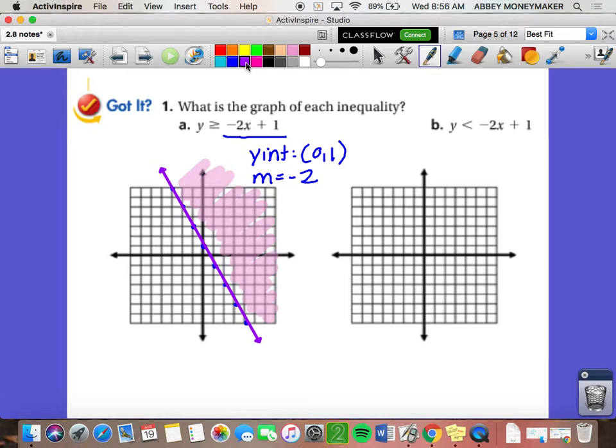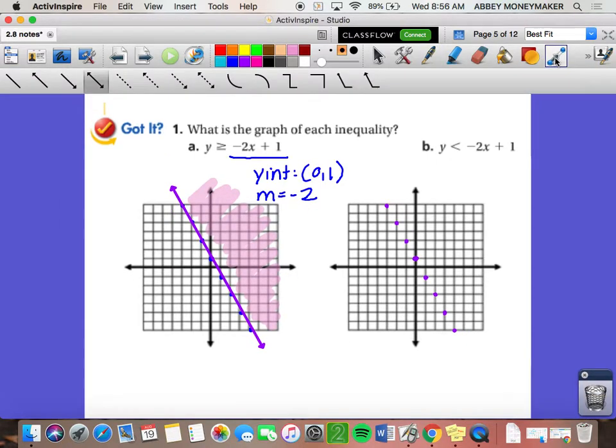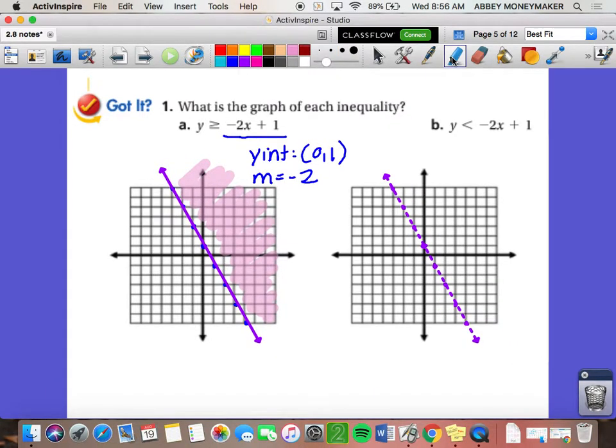Same thing with part B. I have the exact same equation. And now let's look at the inequality statement. This is going to be a dotted line because I don't have the equal to under it. And then all I have to do from here is determine which way to shade. My inequality statement says y is less than, so I'm going to be below my line. And it's that easy.